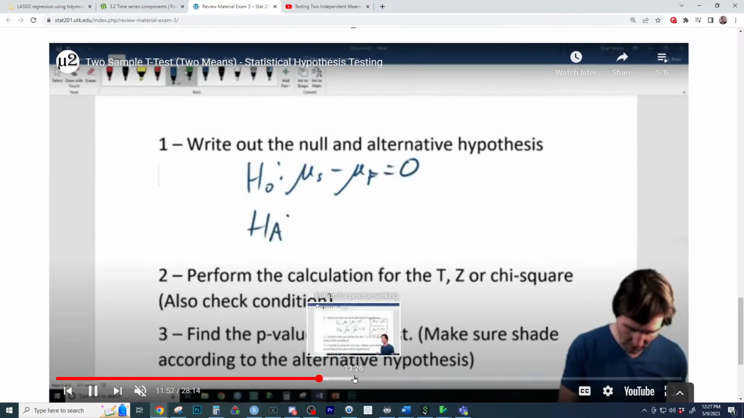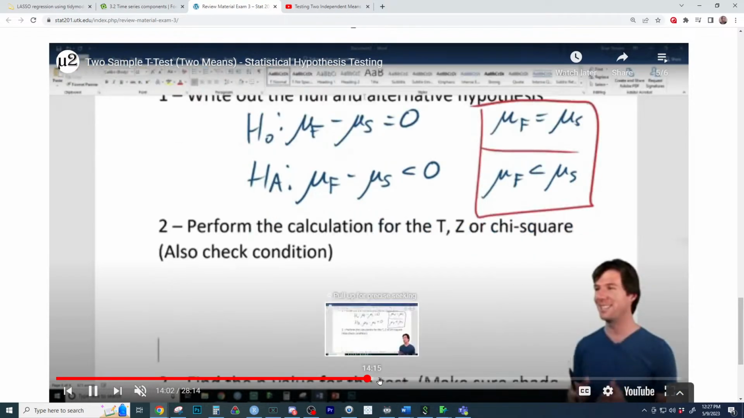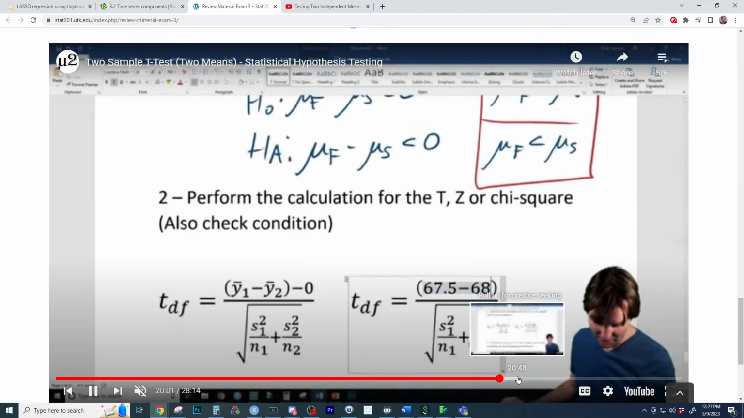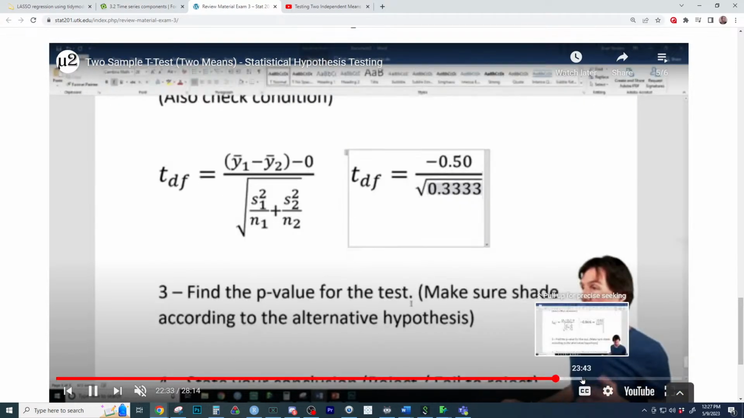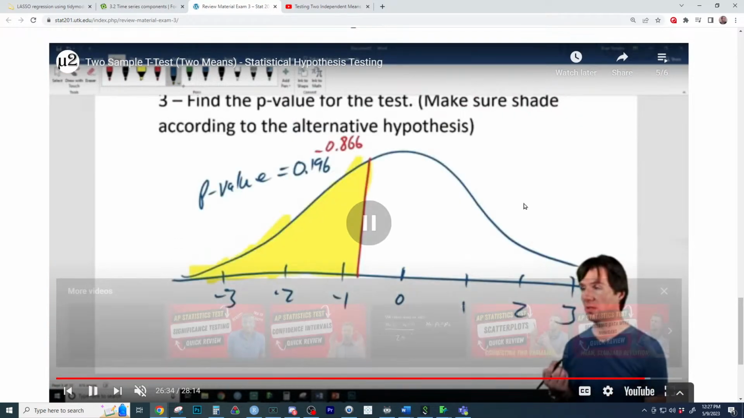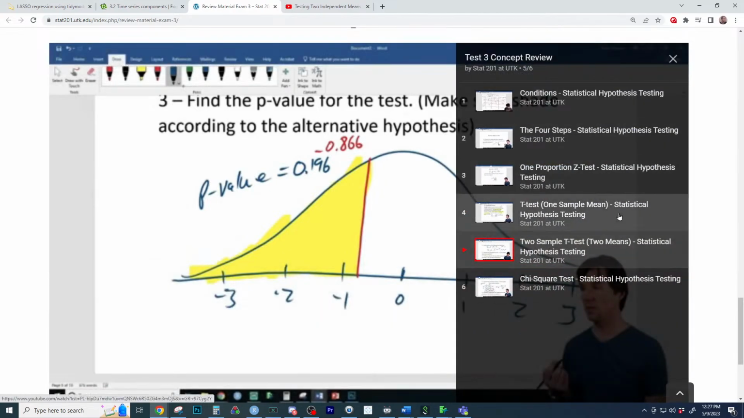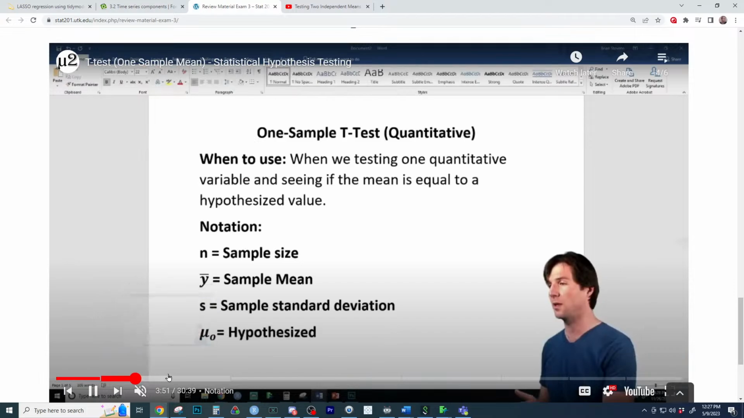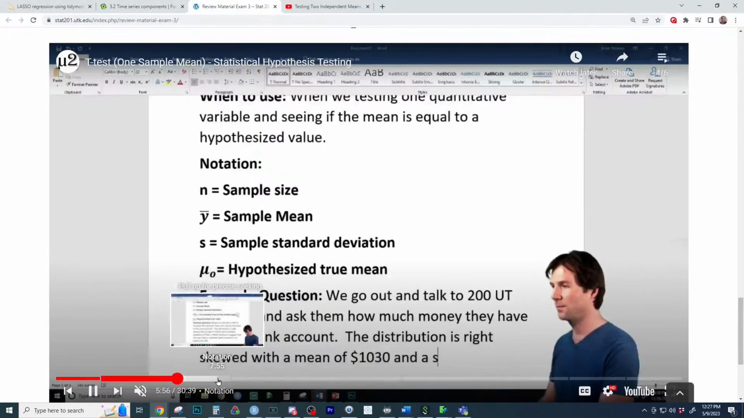Then you will see me do an example problem, and then you will see me solve the example problem using the steps I just described to you, where I solve for the t, I solve for the p-value, and then I state my conclusion at the end. So these are the steps that we've been doing, just slightly different name for them. The t-test, same thing right here for any of the videos. You'll see in the t-test, all the notation is written out for you to begin with.